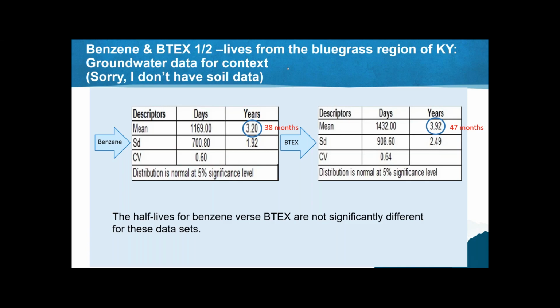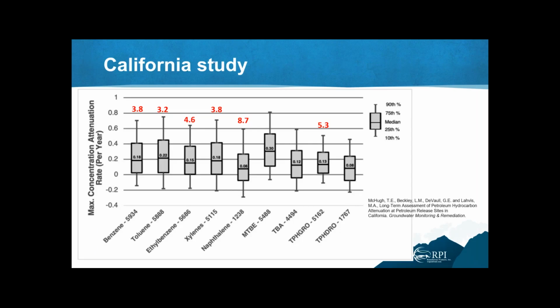This particular data is from the bluegrass region of Kentucky, which would have been where the soil samples that I just previously showed you came from. Now, this is a California study. It was done by Tom McHugh. Some of you might know Tom, maybe not, but the maximum concentration rate per year, I converted the rate to a half-life. And so for benzene, you see the half-life is 3.8 years from this California data.